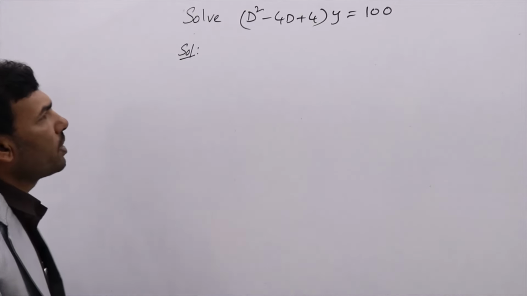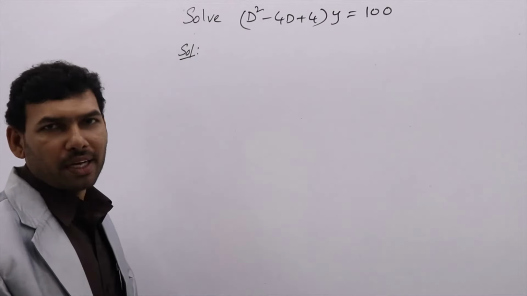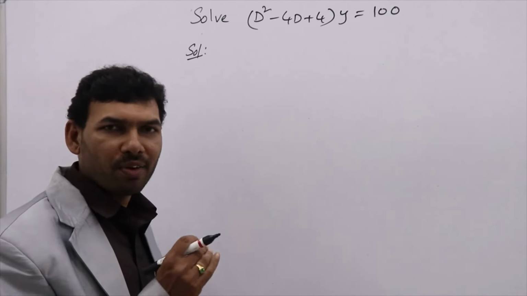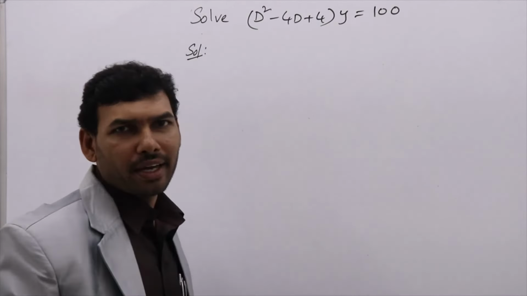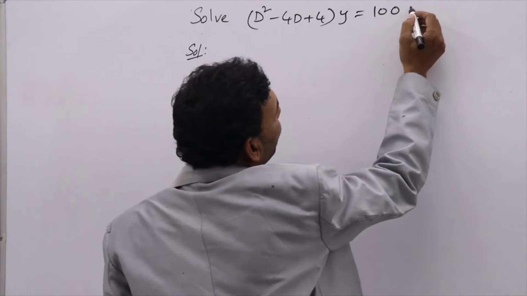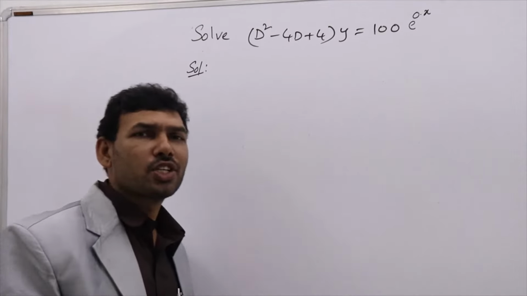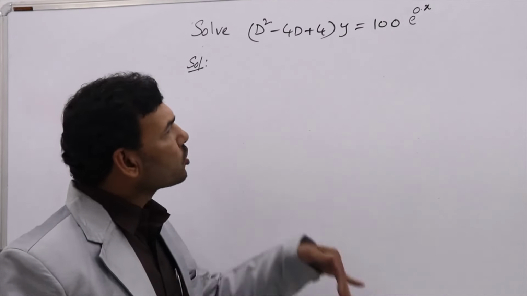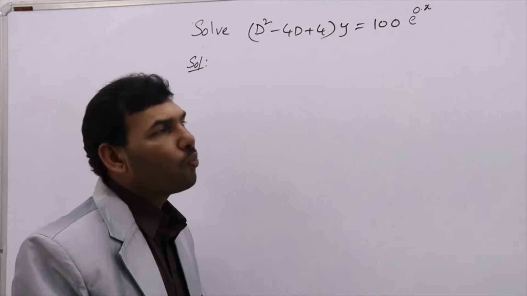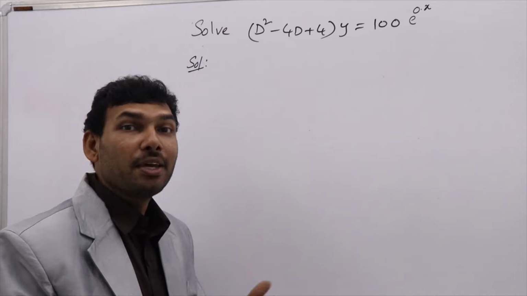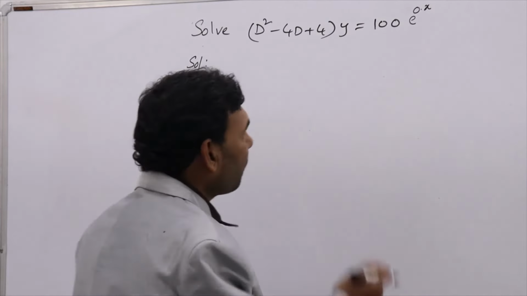Solve D square minus 4D plus 4 into y equal to 100. But here we don't have any particular term in the RHS, simply we are having one constant term. Remember, when you have one constant term here, assume you are having e power 0 into x, because e power 0 is 1. By assuming we are having e power 0 into x, while finding the particular integral, we apply the e power ax rule, writing in the place of D for finding PI.